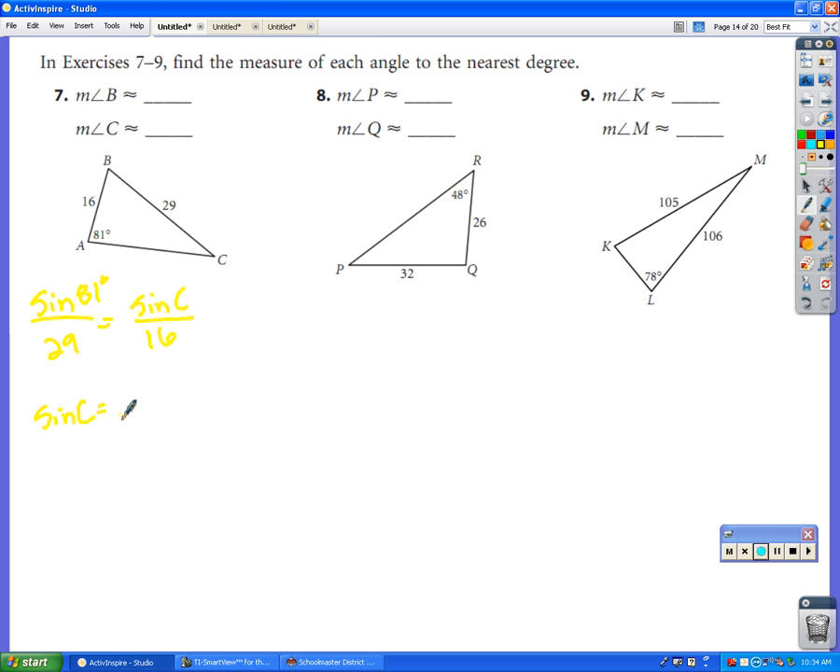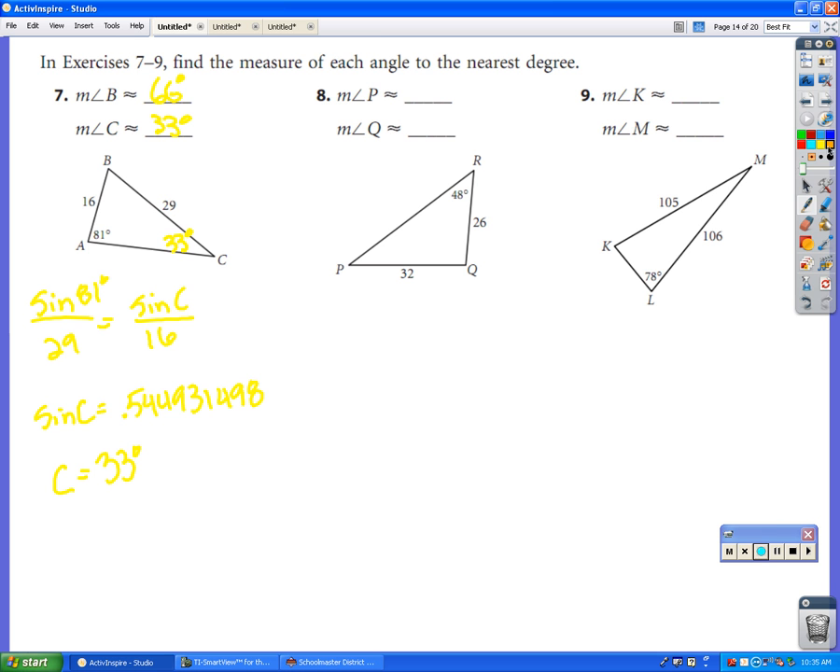And so the reason I get this crazy decimal number is not because I did something wrong. It's not because that's what the answer is. It's because that's the sine of the angle that I'm looking for. So in order to find the angle, I have to go second sine of that crazy number. And when I do that, that tells me that angle C is 33 degrees. So now I have to just recognize that all three of those angles are going to add up to 180. So 180 minus 81 minus 33 leaves me 66 degrees for angle B.